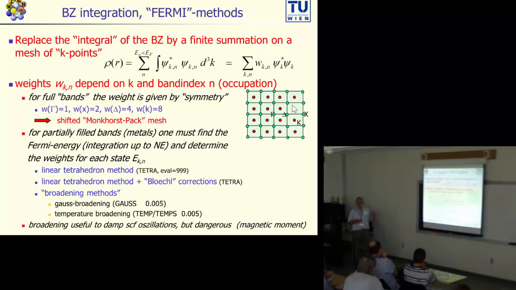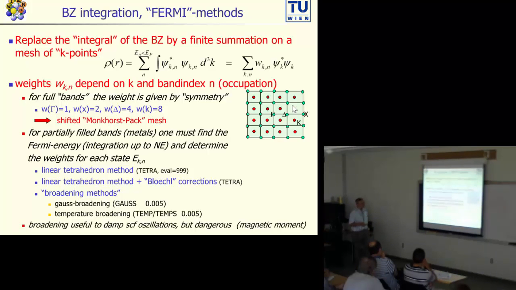sometimes people want to accelerate integrations with metals, and then they use some broadening methods, either Gaussian broadening or, more physically, if you want, a temperature broadening with a certain broadening or temperature factor. So just remember, 2 millirydberg, so 2 here, would correspond to room temperature. So there is not much space for broadening, because otherwise you are doing calculations at very high electronic temperatures, basically.